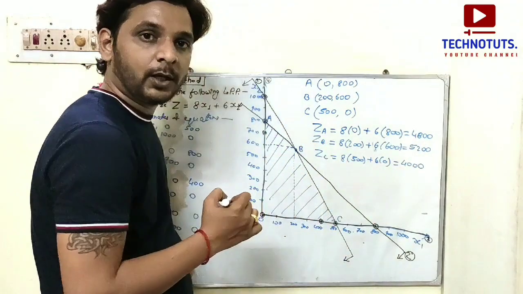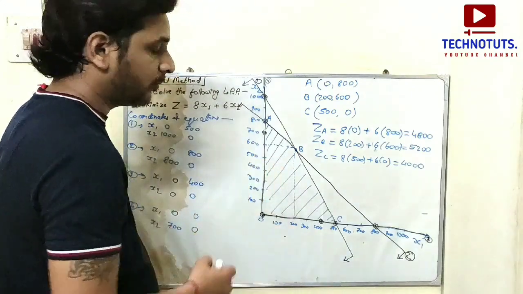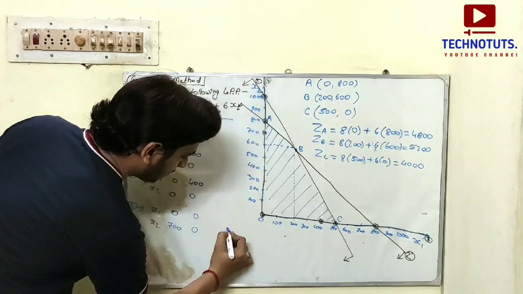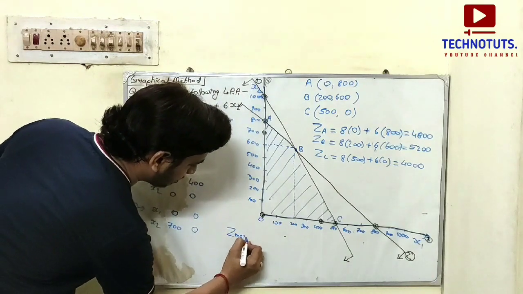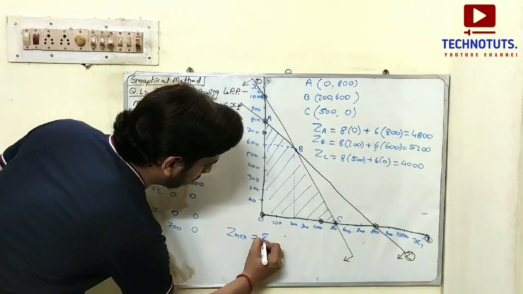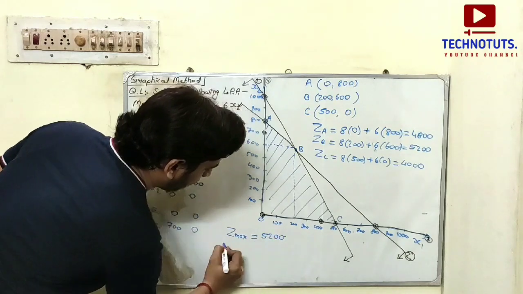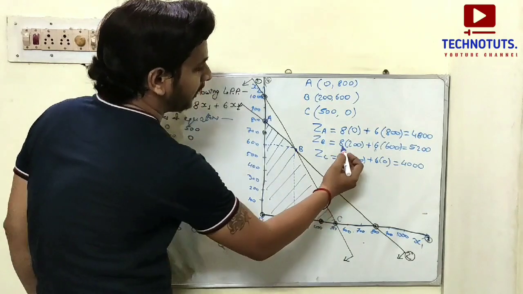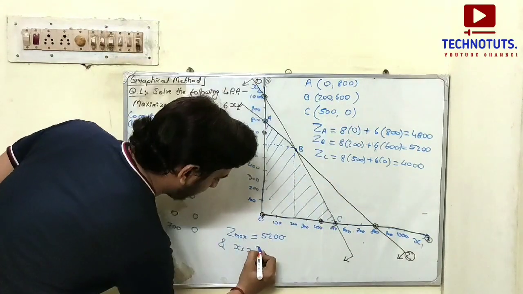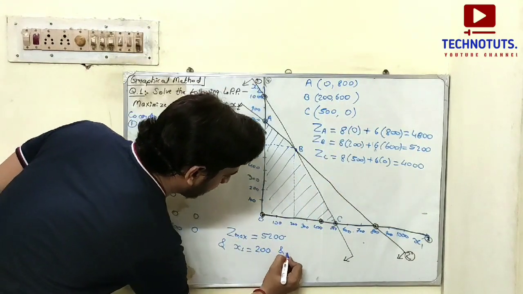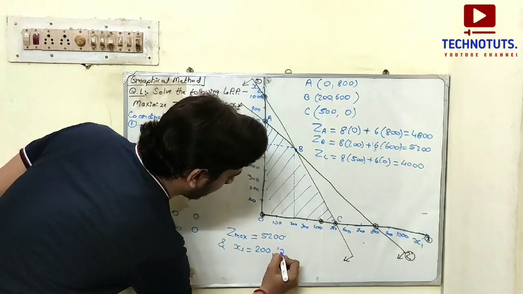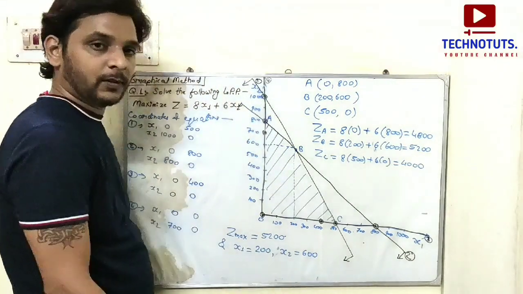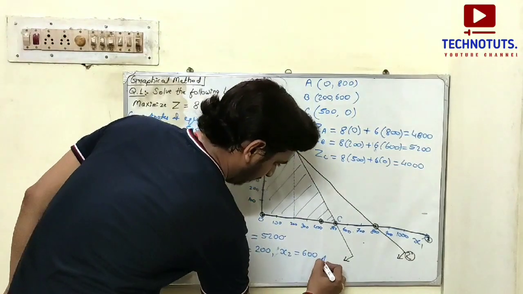Therefore, the answer of this problem is z max is equal to 5200, with x1 equal to 200 and x2 equal to 600. Okay, this is the actual answer.